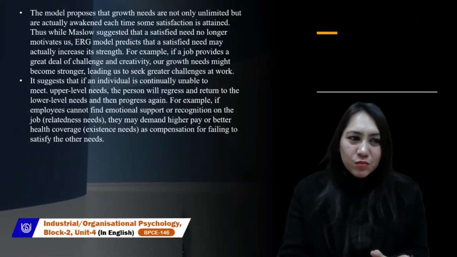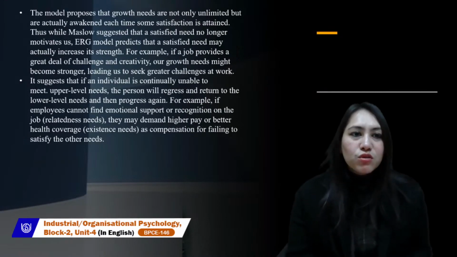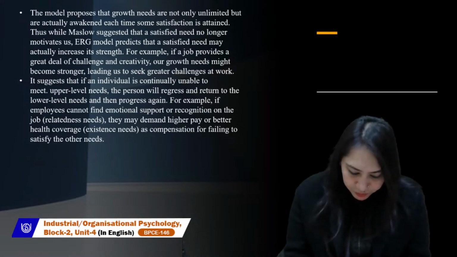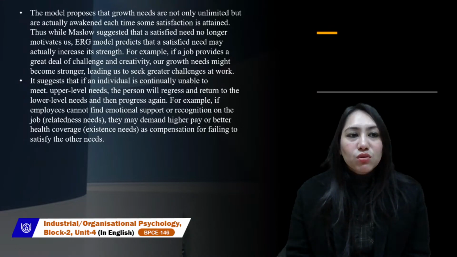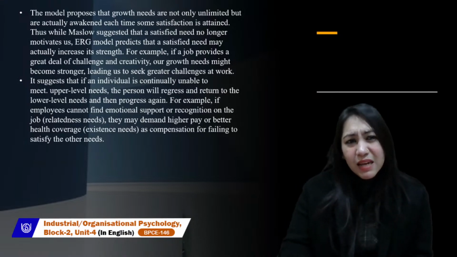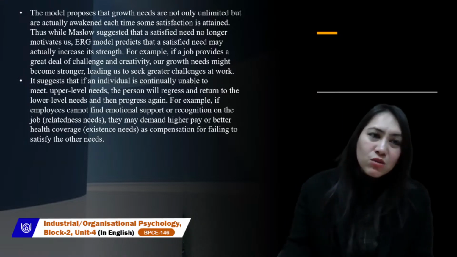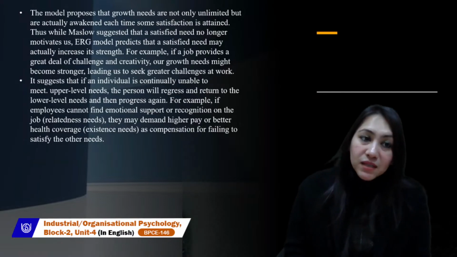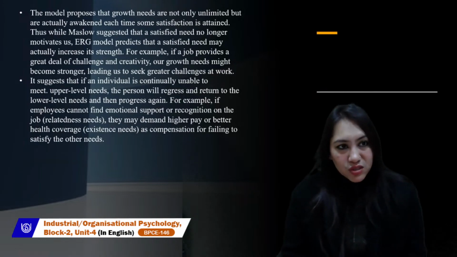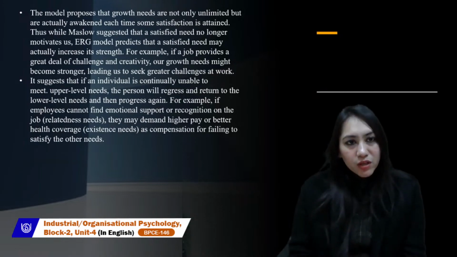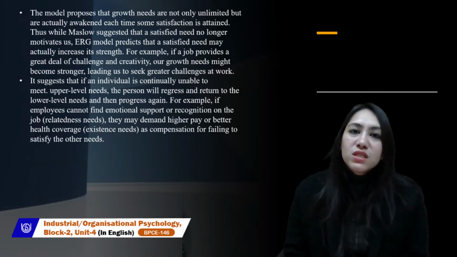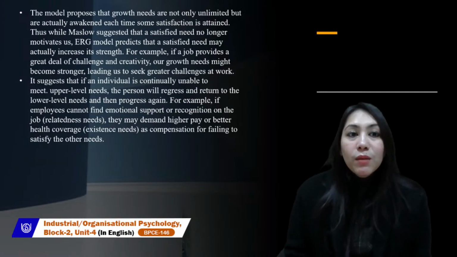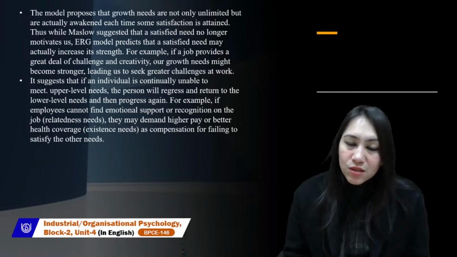Now, let's differentiate between Maslow's theory and ERG theory, they seem similar. So is there any sort of difference between the two, or are the models equivalently the same? The model proposes that growth needs are not only unlimited but are actually awakened each time satisfaction is achieved. So when we are talking about growth needs here, as soon as they're achieved, we will have another need coming up for achievement. Thus, while Maslow suggests that the needs no longer exist and motivate us.